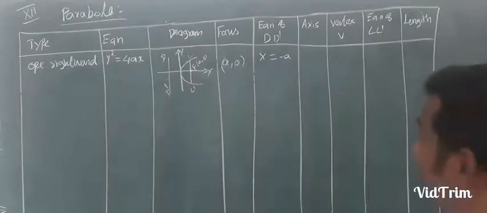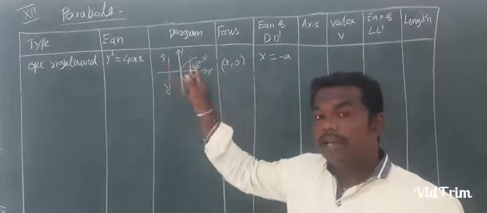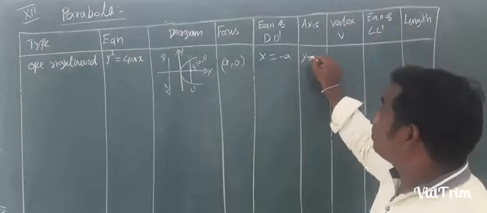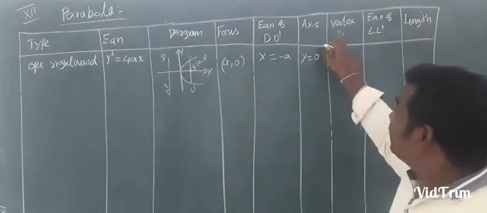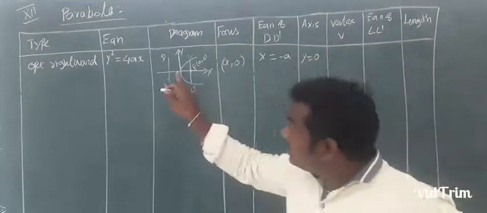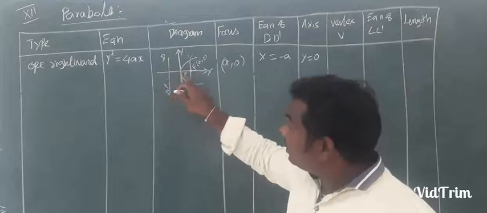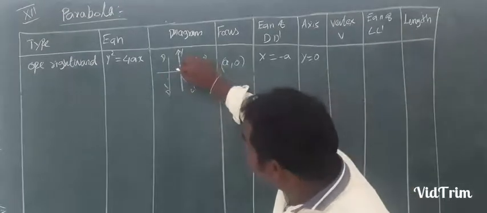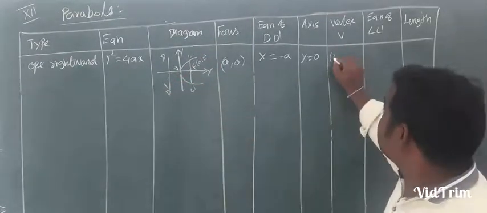And next, the axis. The axis is almost touching the x-axis, and that is y equals 0, because here it will be touching. And next, the vertex V. The vertex is the point where the curve crosses the x-axis. This value is V, that is (0, 0).